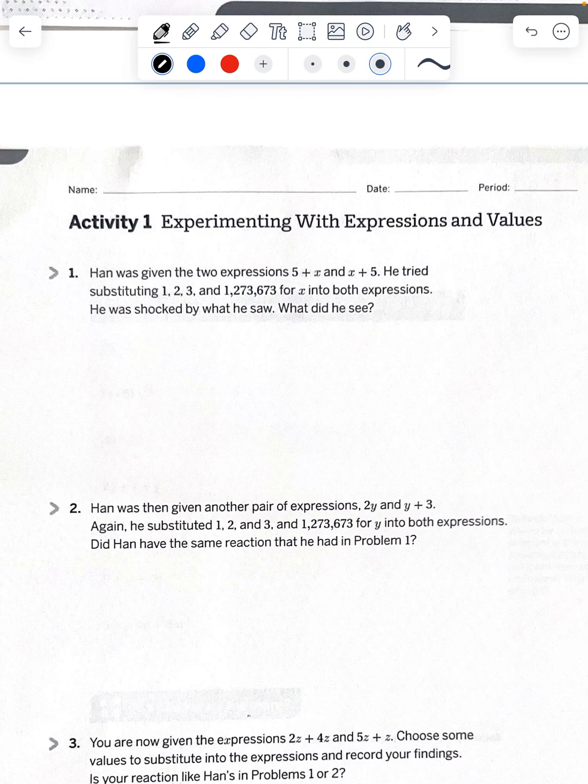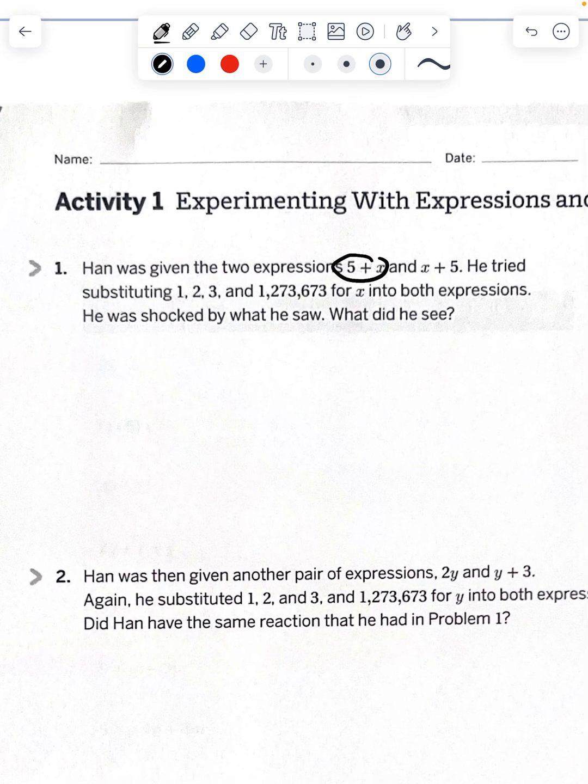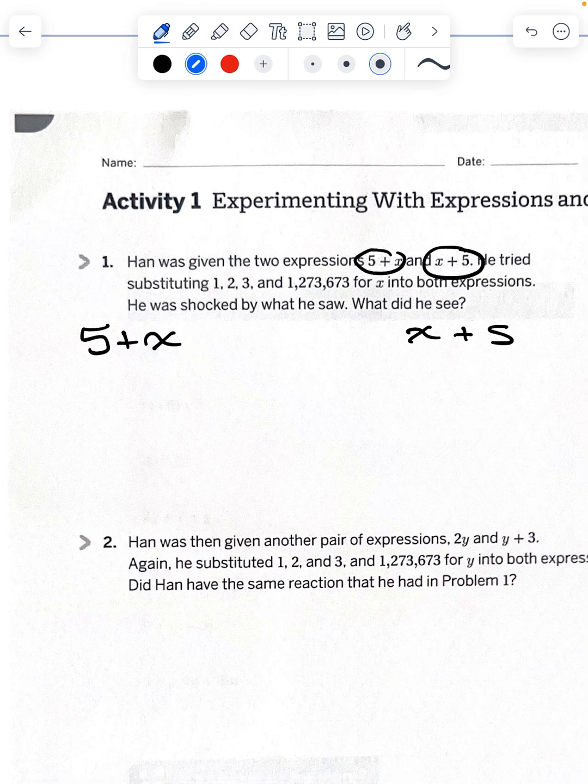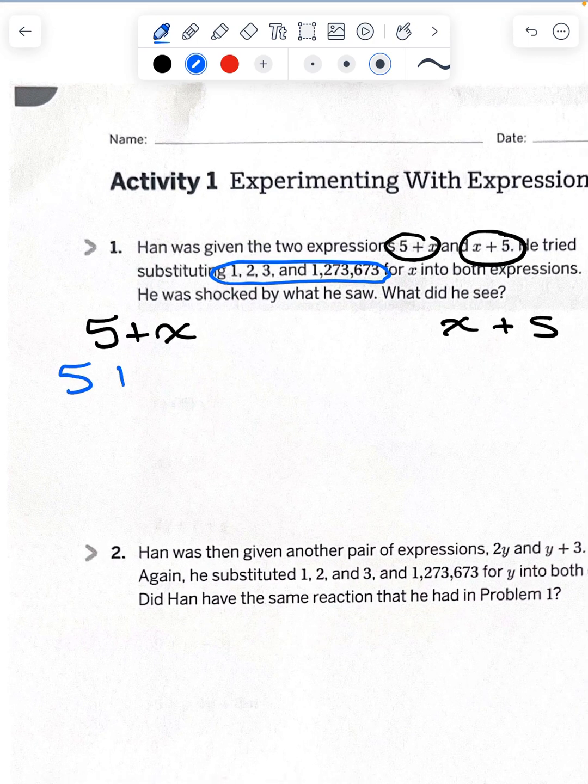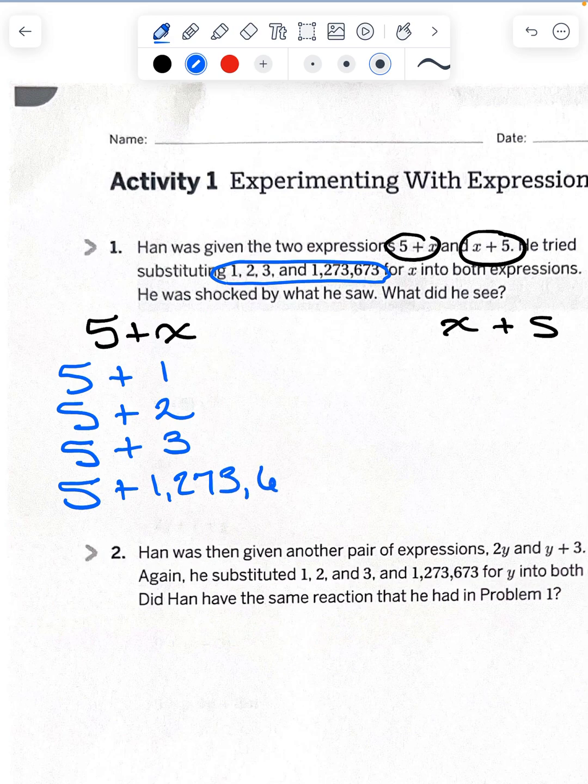What did he see? Okay, so here's what I want you to do because I want you to take good notes. I want us to write both of these down. One on the left side, 5 plus x, and then one on the right side, x plus 5. And I'm going to change colors just so I can see my problems. Okay, we're going to substitute these four numbers in for x. So if I do 5 plus 1, I'm going to do 5 plus 2, 5 plus 3, and 5 plus 1,273,673. Not sure why we're doing such a large number, but fine.